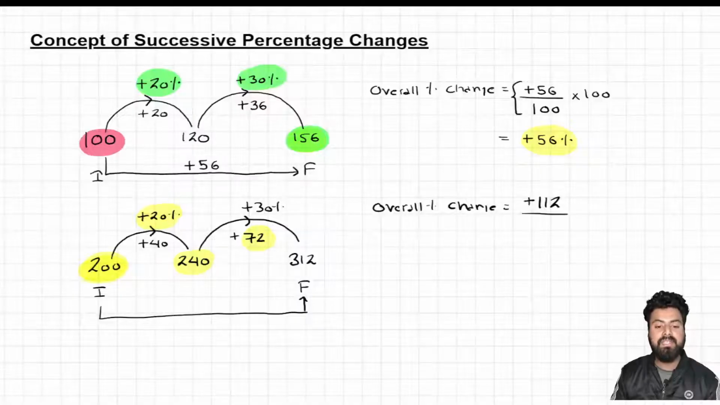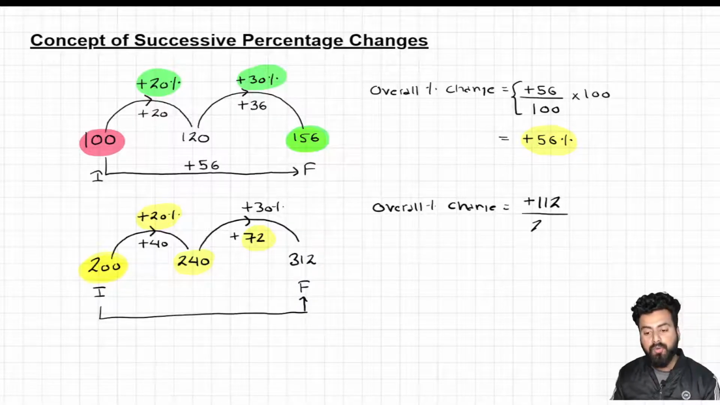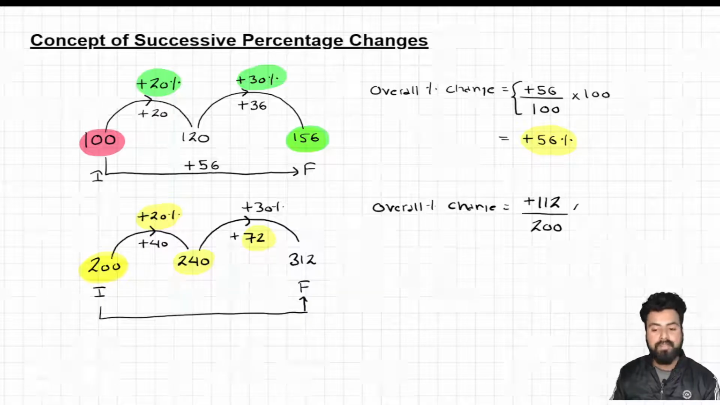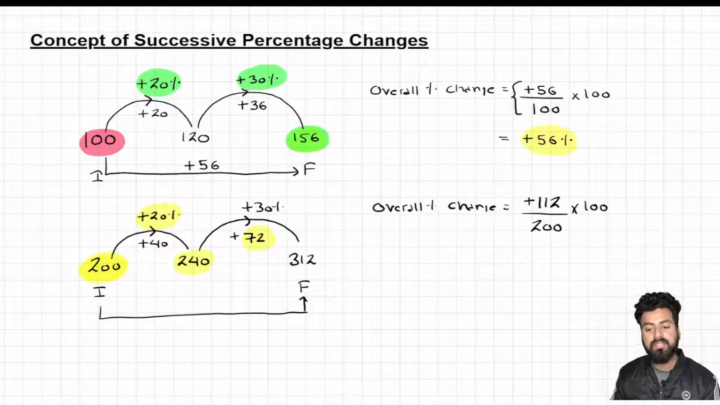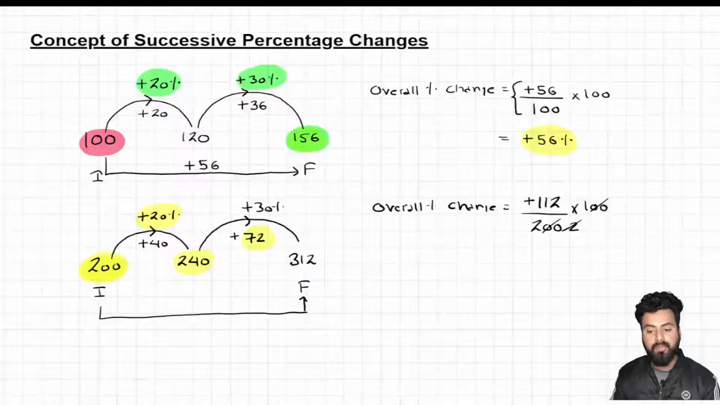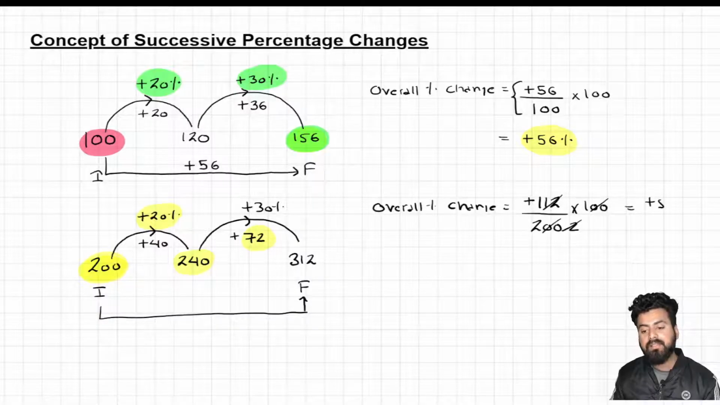You would say, sir, the initial number 200, and therefore it's going to be the value of denominator or the value of base. And then to convert a fraction in terms of percentage, what do we do? We multiply by 100. And once I multiply this thing by 100, let's simplify. You get to know that I'm getting the same answer, 56%.